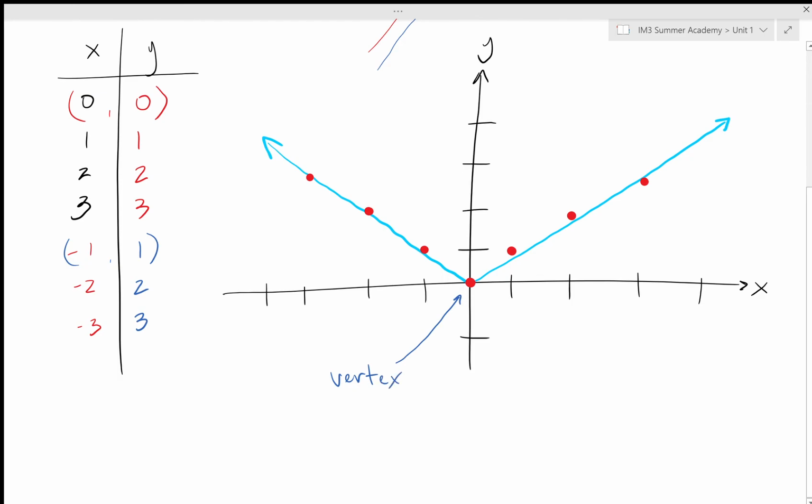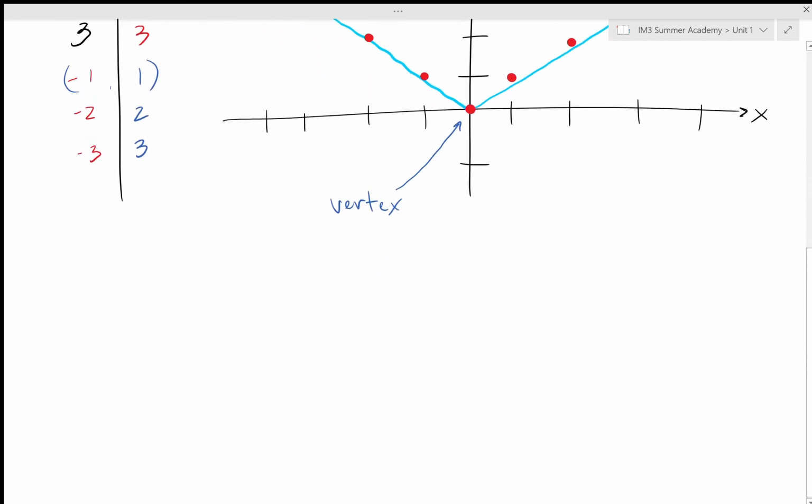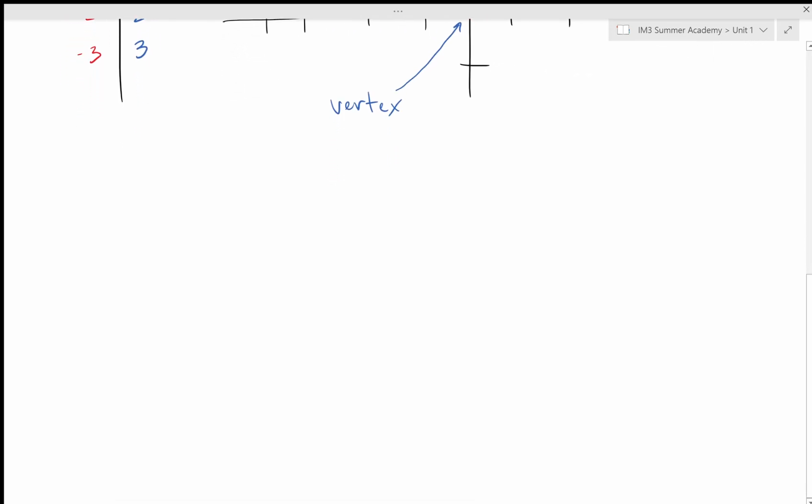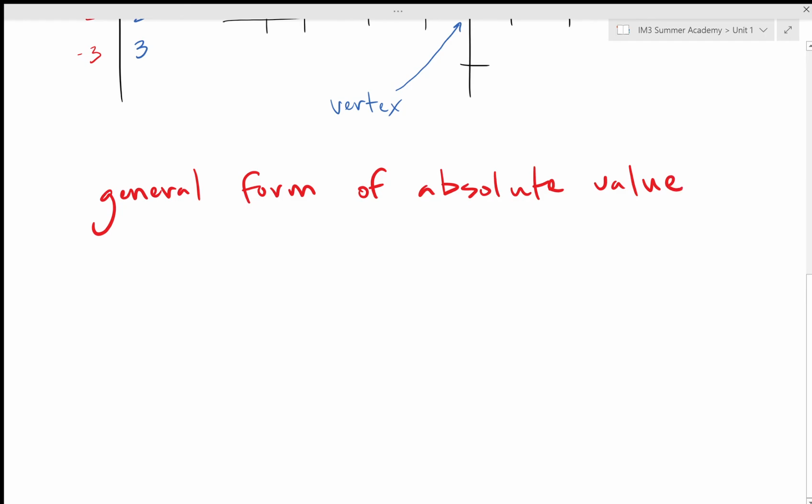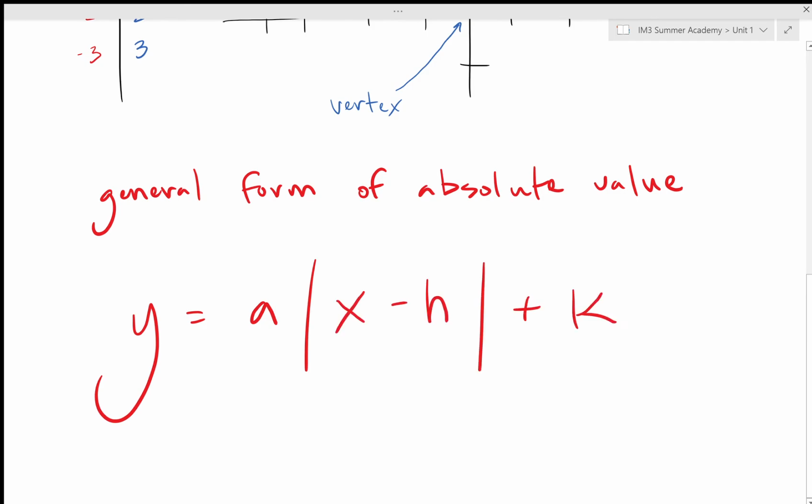Now, in the future, we don't want to have to make this table every single time we graph. What we're going to do is analyze the actual equation and be able to create a graph based off little shortcuts from the numbers that we'll see. Now, in order to do that, we need to analyze what these numbers actually mean. So what I'm going to show you right now is the general form. The general form equation of absolute value. That equation is y equals a absolute value x minus h plus k.